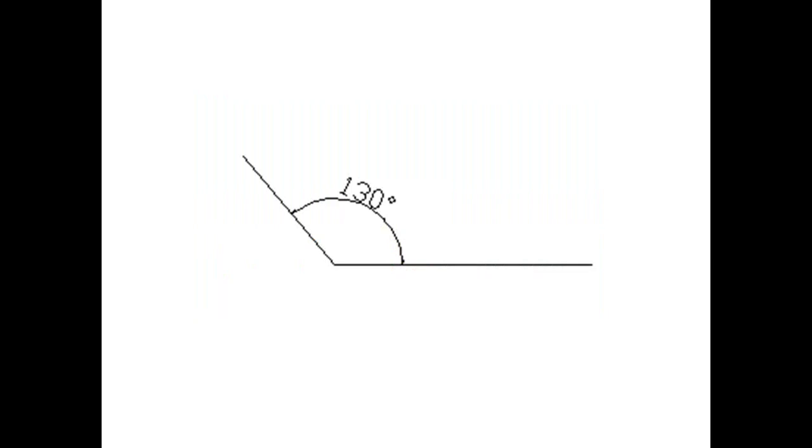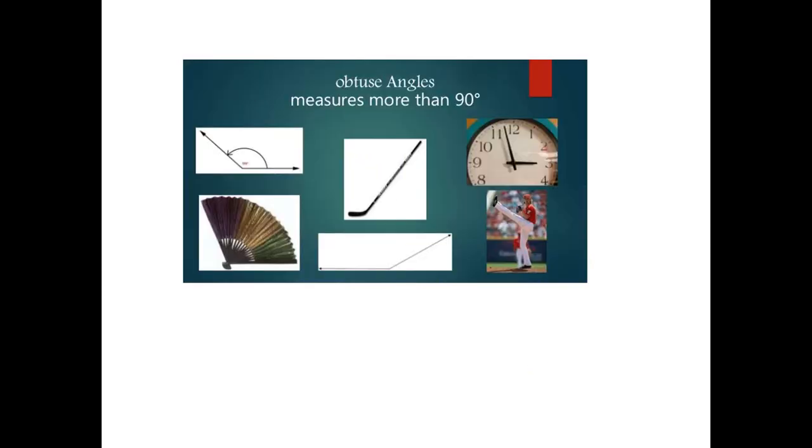What about this angle? What do you think this angle is? It's actually between 90 and 180, right? But it's less than 180. So we call it an obtuse angle. That's correct. Let's go here to see where we can find an obtuse angle. Those are examples from real life, like here in the clock, as you can see, or maybe this fan.